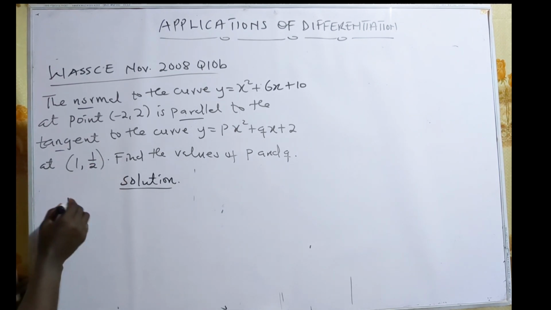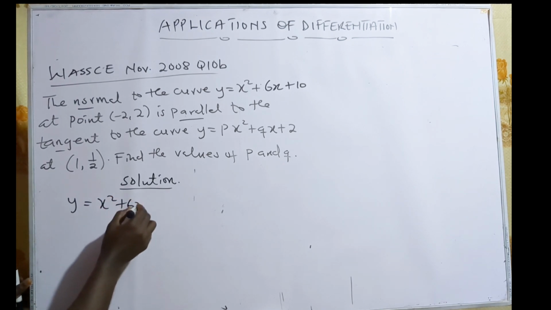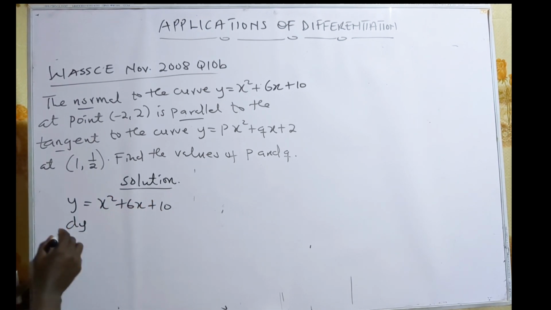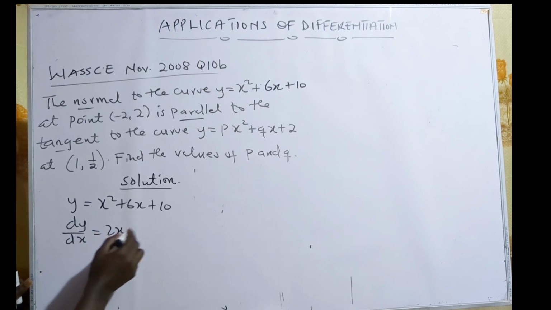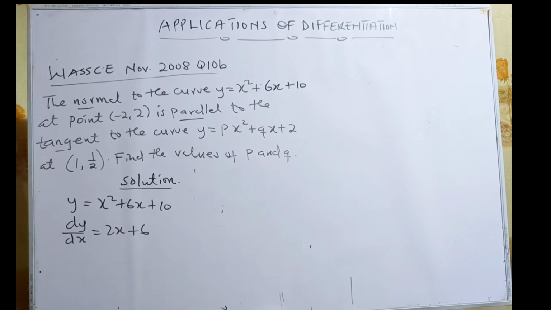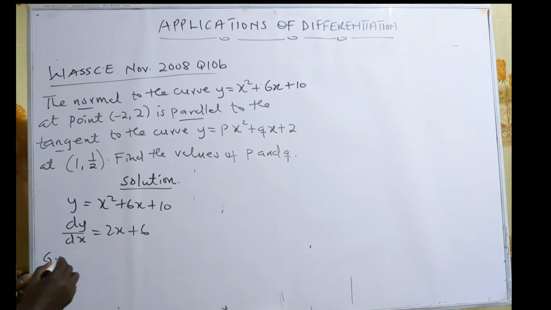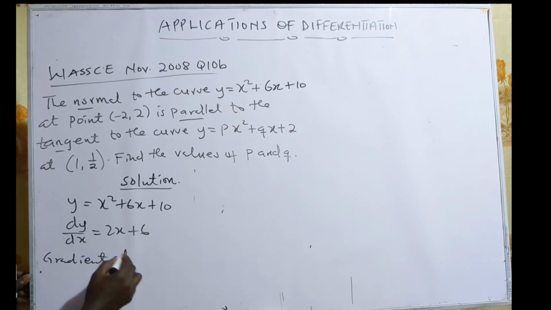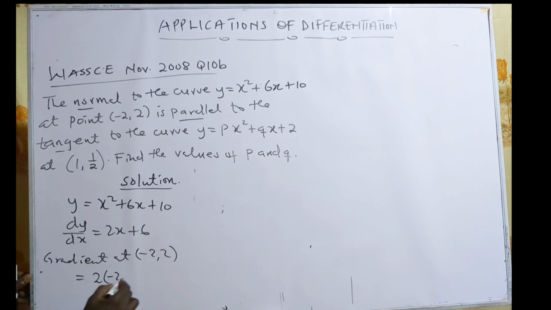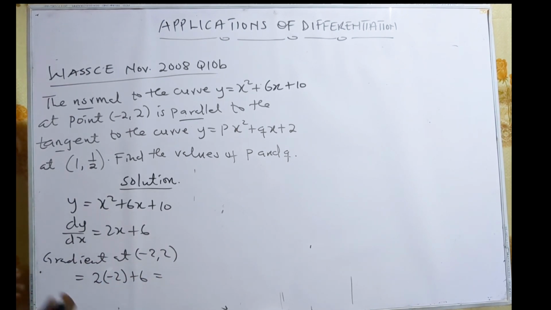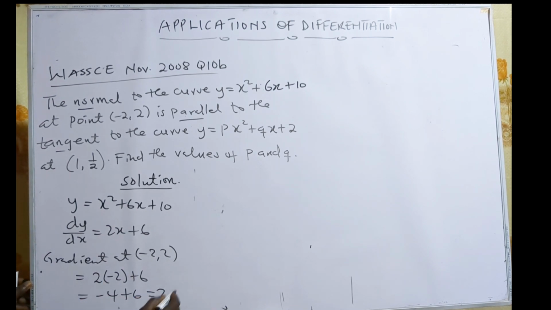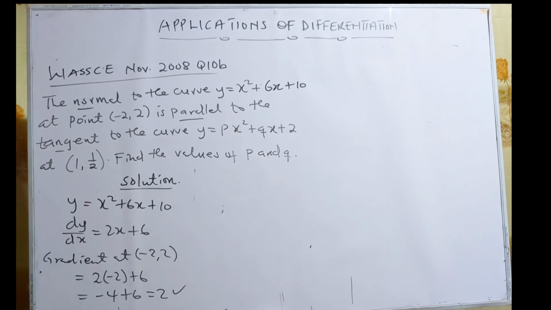Alright, so first, we have y equal to x squared plus 6x plus 10. So the differentiation of this to get the gradient is what? 2x plus 6. Then the gradient at which point? At point (-2, 2). So the gradient at (-2, 2) will be equal to 2 times negative 2 plus 6, and 2 times negative 2 is negative 4. Negative 4 plus 6 gives us 2. So the gradient is 2.